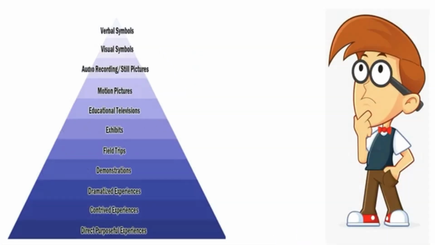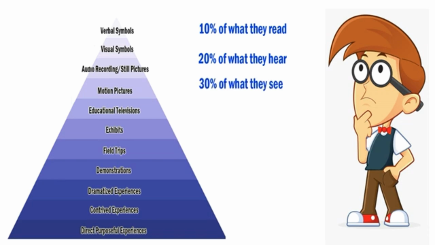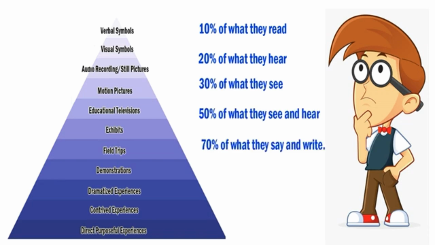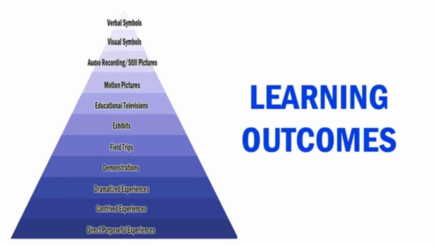People generally remember 10% of what they read, 20% of what they hear, 30% of what they see, 50% of what they see and hear, 70% of what they say and write, and 90% of what they do as they perform a task. Now let us see the learning outcomes for every component.